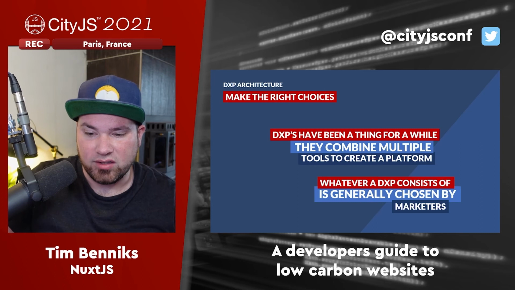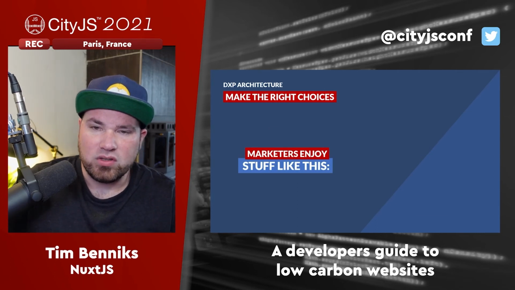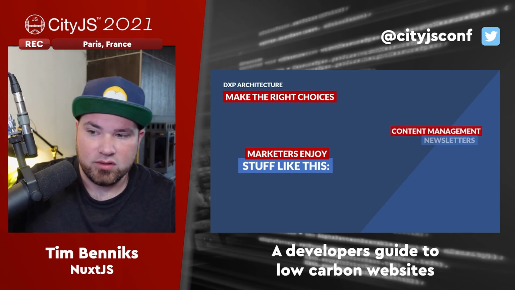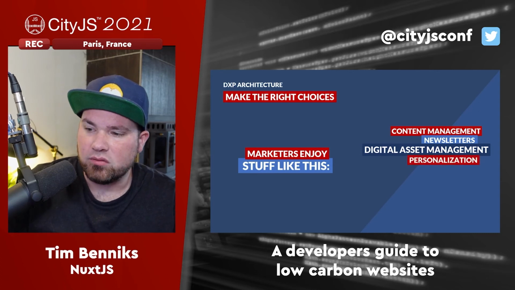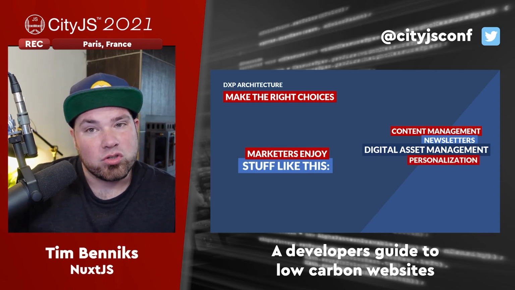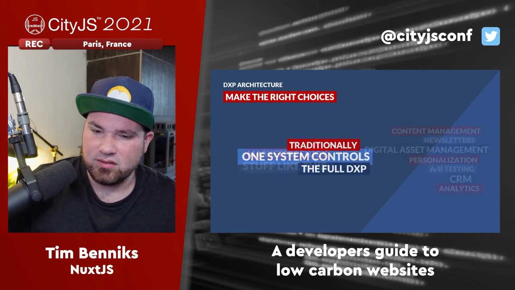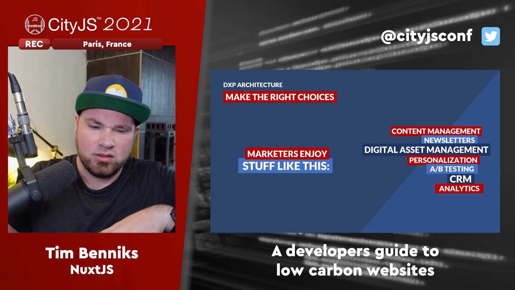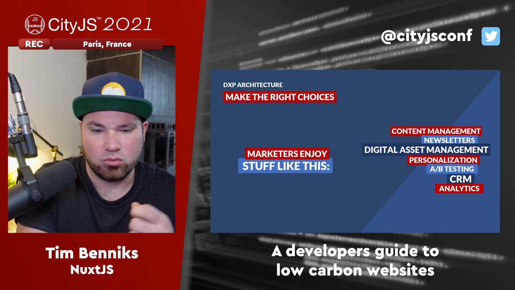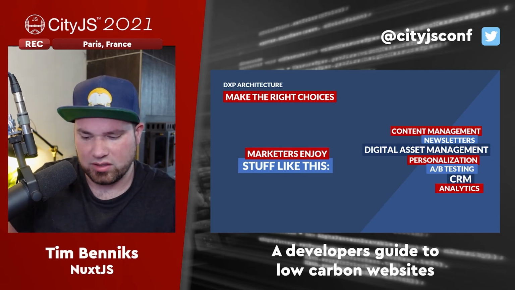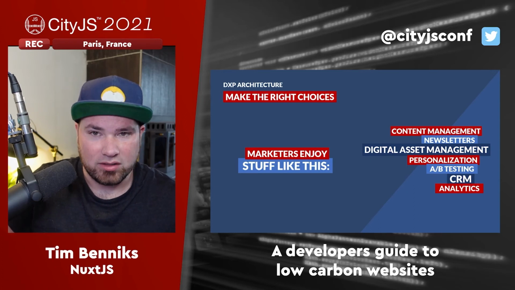It's also other things. And generally, those other things are chosen by marketers, right? Marketers really like content management, newsletters and services around that, digital asset management for campaigns and videos, and of course personalization, A/B testing, CRM stuff, analytics, a whole bunch of stuff that marketers like, but are not actually just your headless CMS and your Jamstack website or your normal website. There's a bunch more stuff that makes this work, your full digital experience platform.